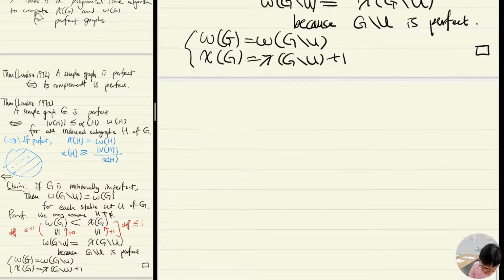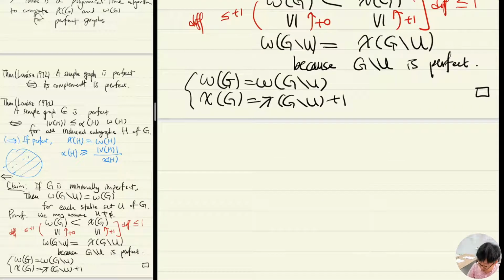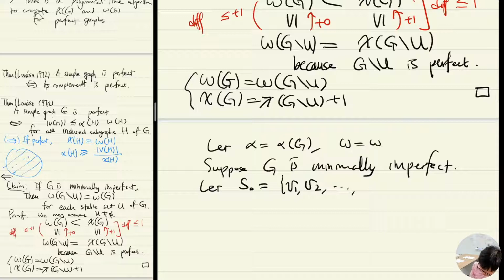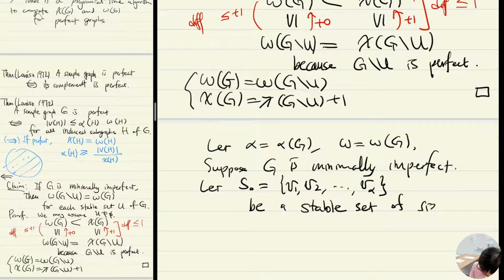Okay? Now, we're going to use this claim to prove Lovász's characterization of perfect graphs. So, suppose G is minimally imperfect. Let me just set up some notation. Let alpha be the alpha of G and omega be the omega of G. So let S0 be {V1, V2, up to V alpha}, a stable set of size alpha.